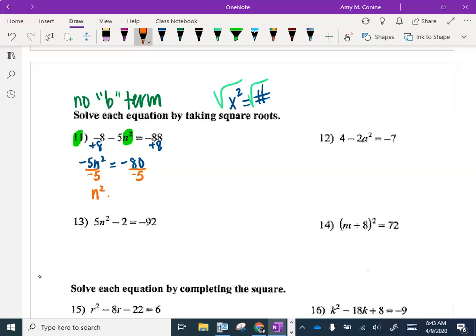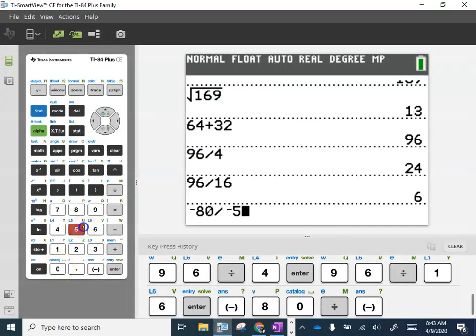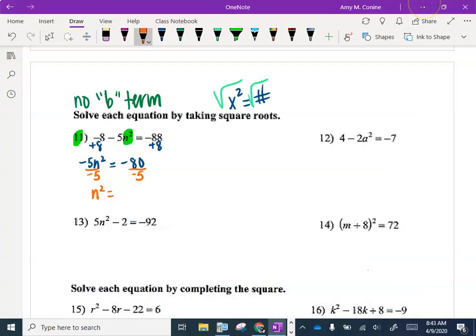Now I have n squared equal to, and I know some of you are going to use your calculator, so I'm just going to use it because why not, positive 16. You are allowed to use your calculator, so that's what you should do. Now we're going to take the square root because that n squared is by itself. So the 2 and the root cancel, and now I have n equals plus or minus 4. And it is plus or minus because you can have -4 times itself, and that does give you a positive 16. So you have to represent it as the positive and the negative.